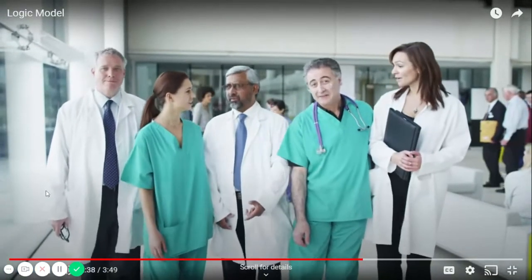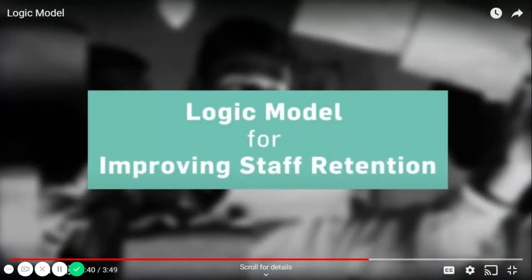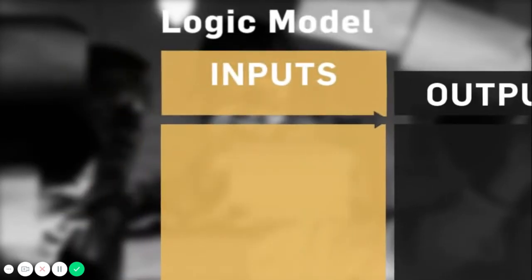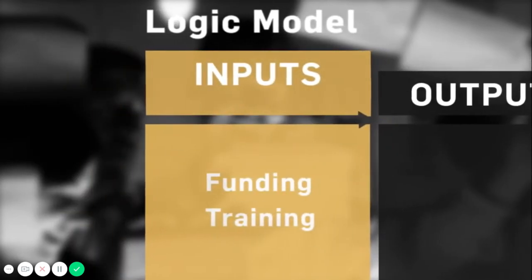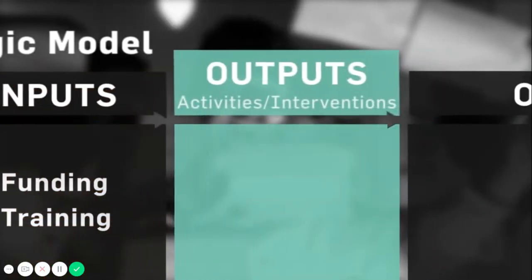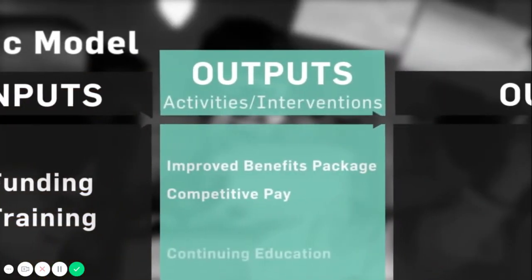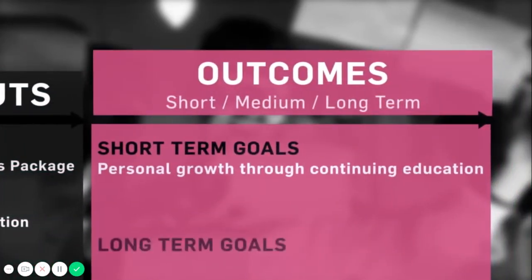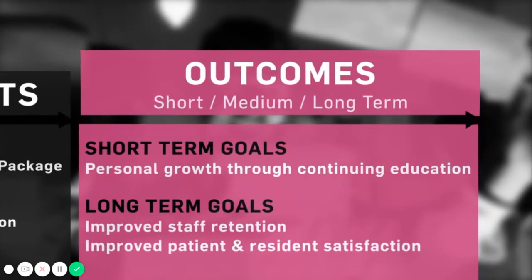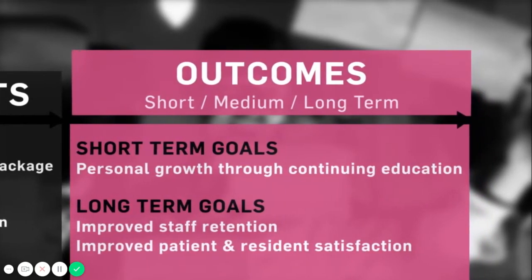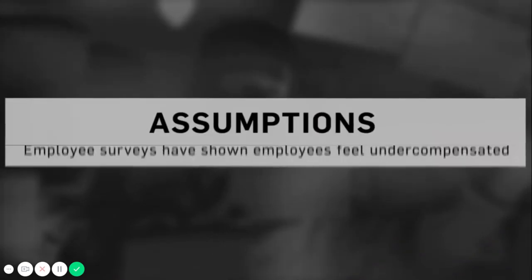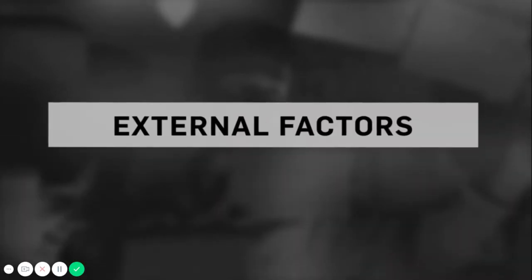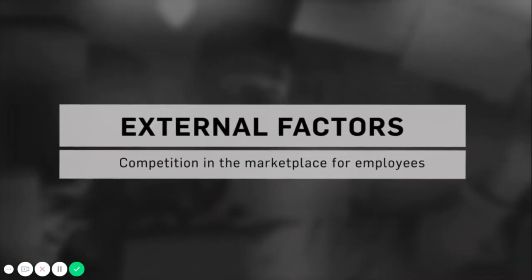Say your organization wants to improve staff retention. This is what your logic model might look like. Again, inputs are what we invest. Outputs are what we are doing. And outcomes are our goals. Assumptions are existing knowledge, and external factors are things that might matter but we can't control.